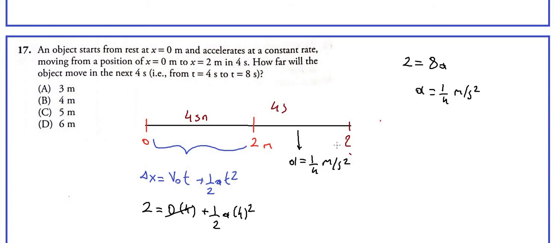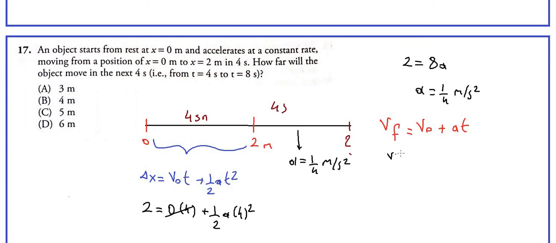Here we're going to apply the same displacement formula again, but this time we need to know the velocity of the object from 2 meters to the final destination. So for this, we're going to apply the final velocity formula. Final velocity is equal to the first velocity plus a times t.